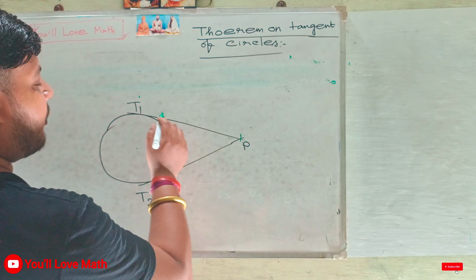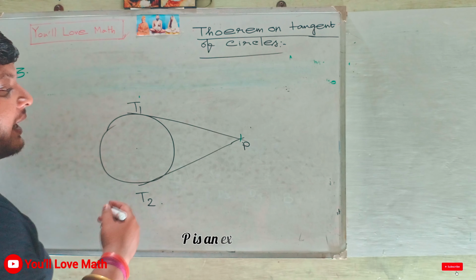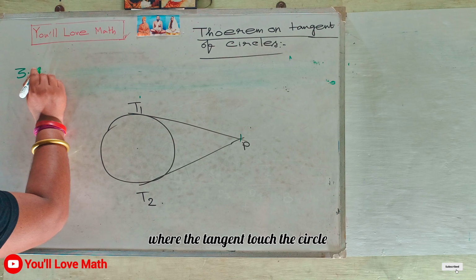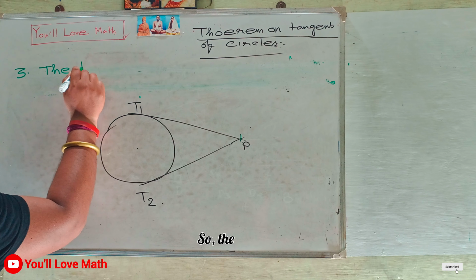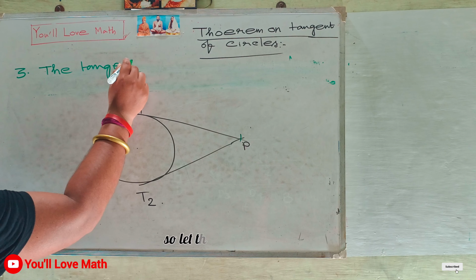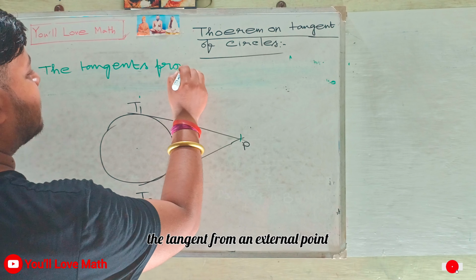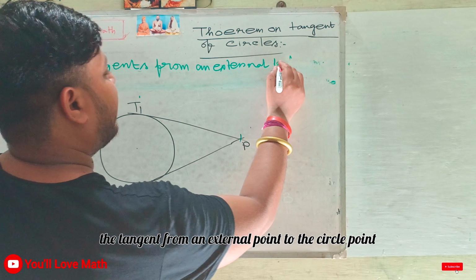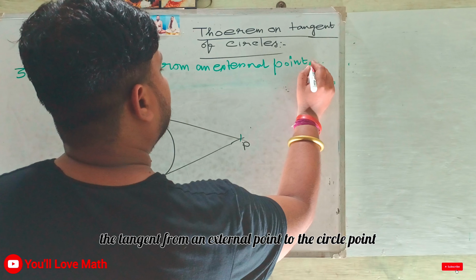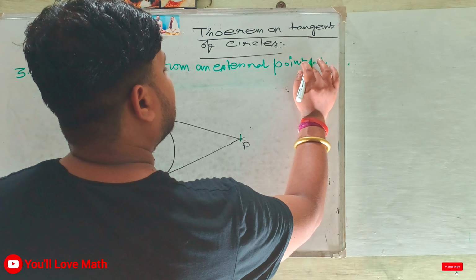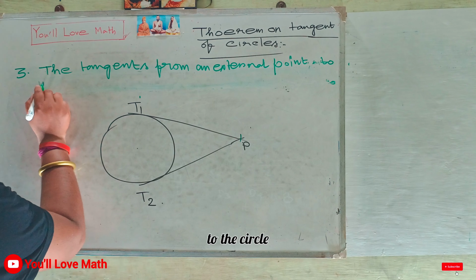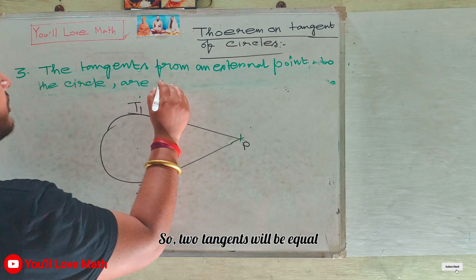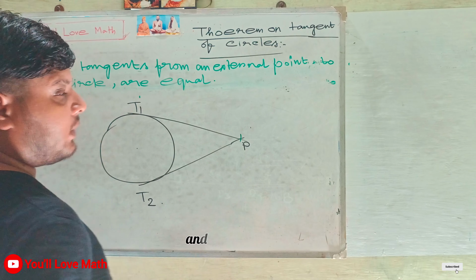So now we will use the same figure. P is an external point, T1 and T2 are the two points on the circle where the tangents touch the circle. So let the statement be with me: the tangents from an external point to the circle are equal. So the two tangents can be drawn, so the two tangents will be equal. We will use the same figure and we will prove it.